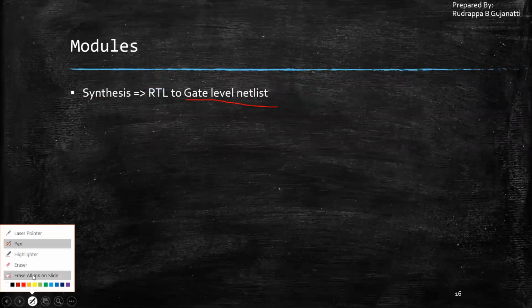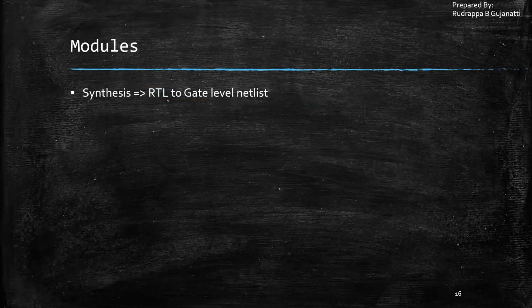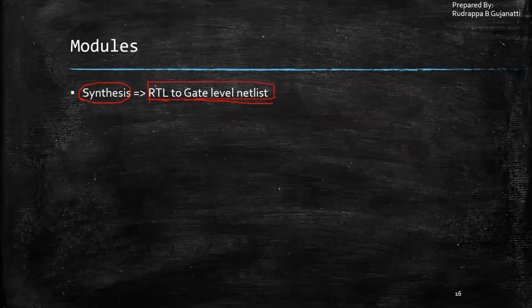The tool which does this, that takes RTL and generates the gate level netlist, we call it a synthesis tool. And the process of converting RTL to a gate level netlist is called synthesis.